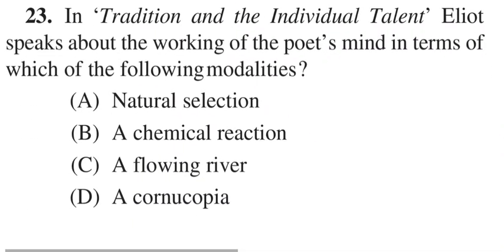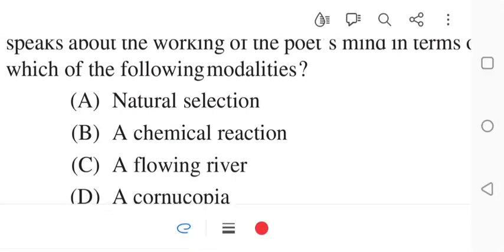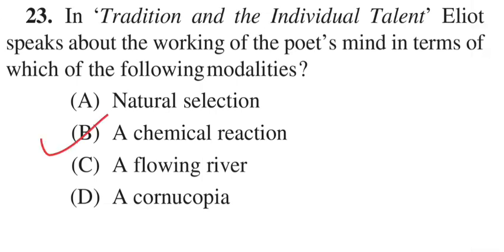Number 23, it says, in Tradition and the Individual Talent, T.S. Eliot speaks about the working of the poet's mind in terms of which of the following modalities: natural selection, a chemical reaction, a flowing river, a cornucopia. Correct answer is B, that is a chemical reaction. So T.S. Eliot believed that the poet's mind works through a chemical reaction.